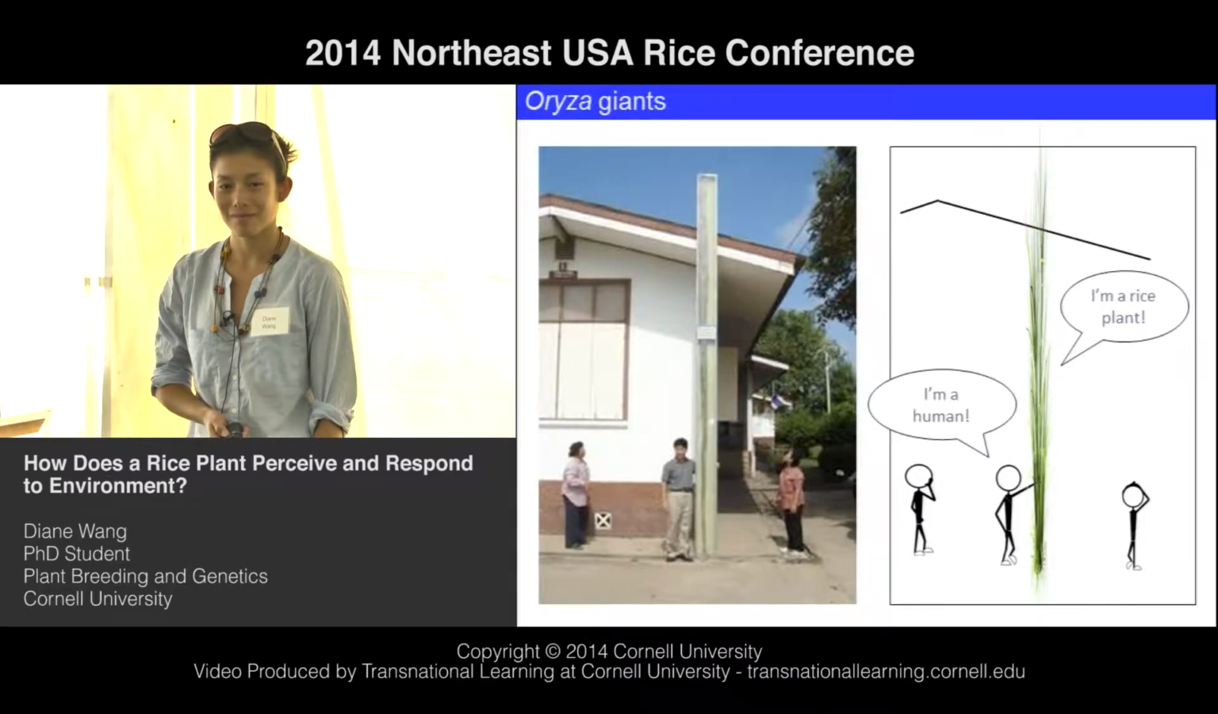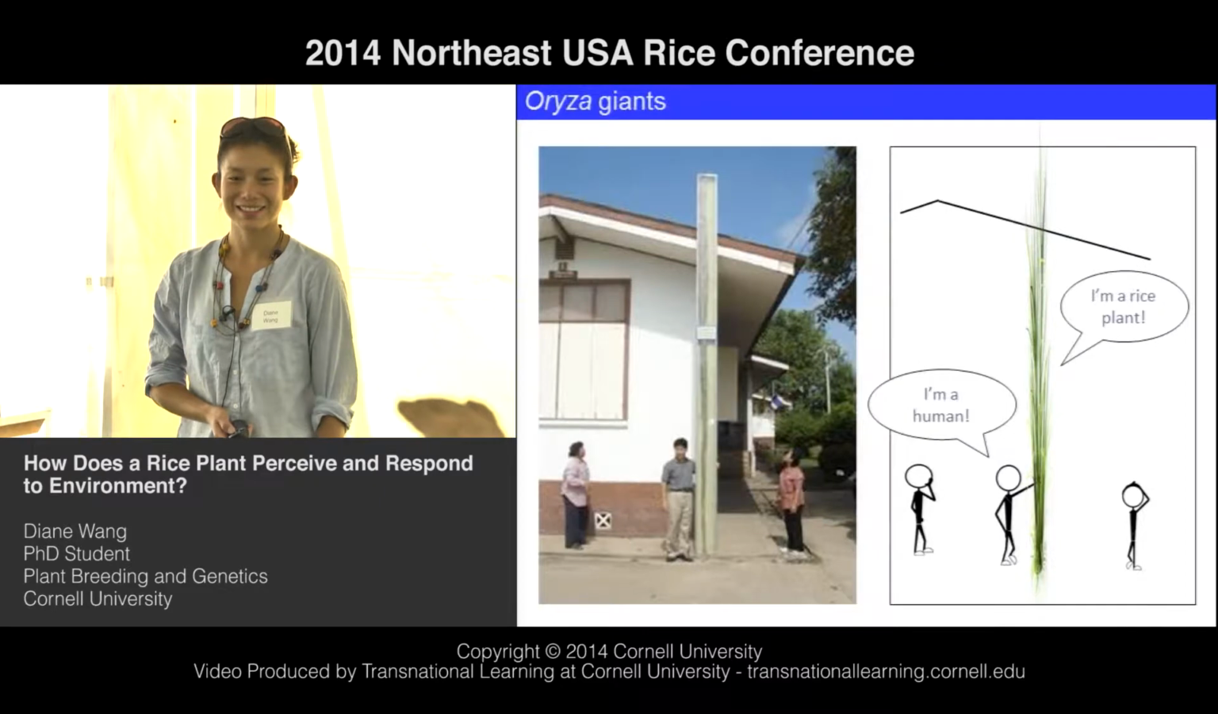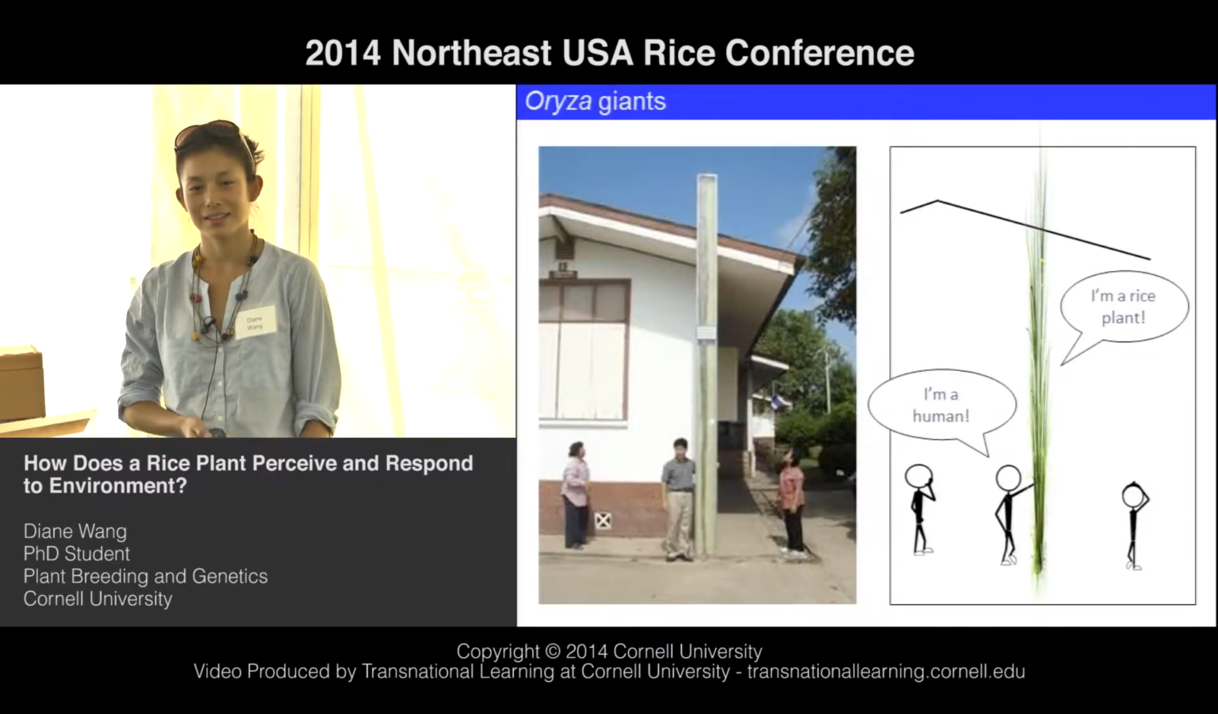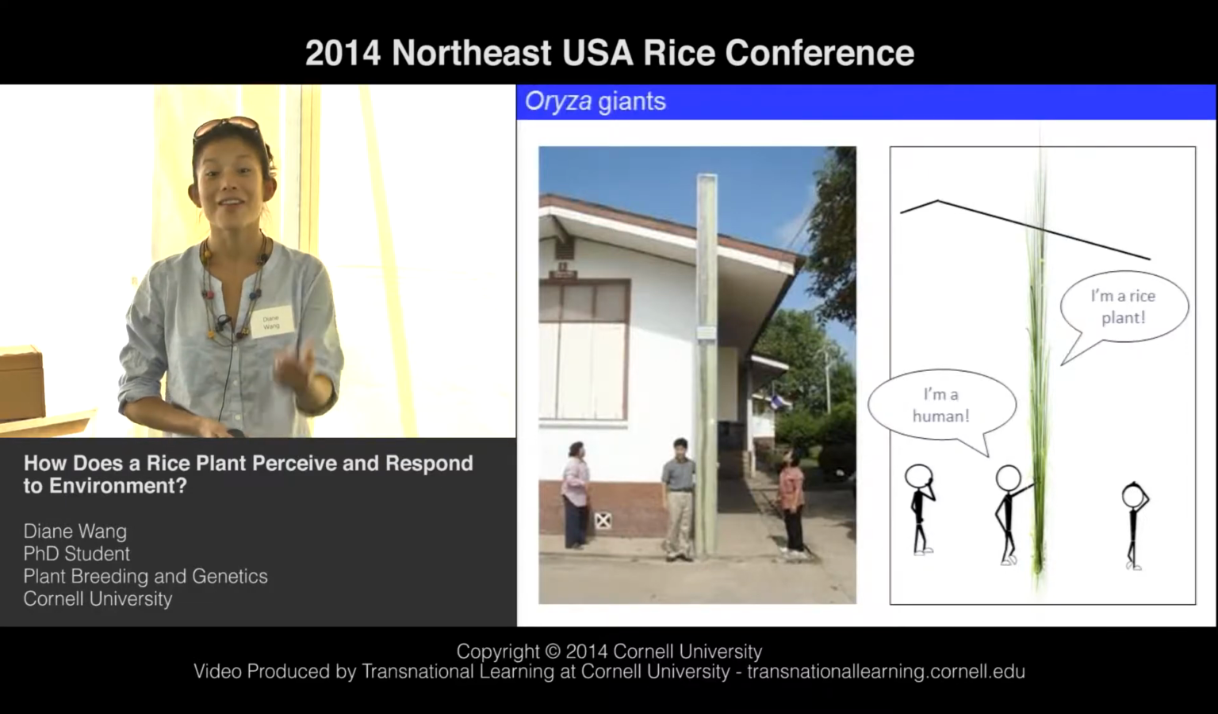Well, some of them float. And some of them, yes. And what happens is that when the water goes down, the plants fall down, but then they rise up. That's right.